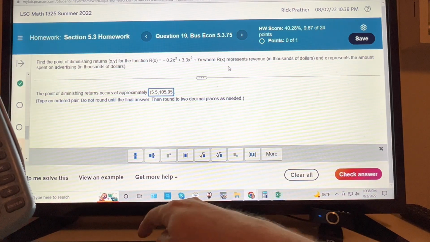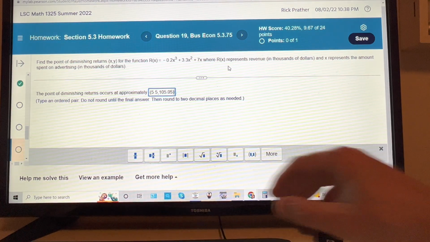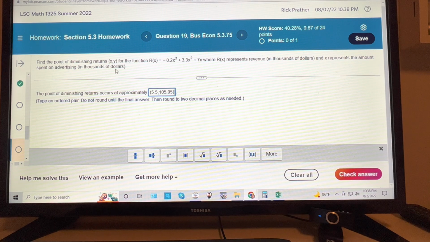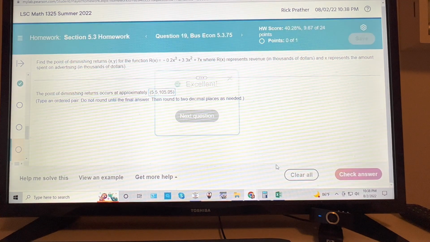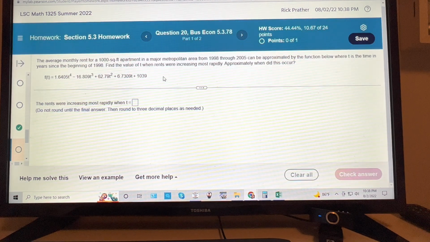So if they spend $5.5 thousand, which is really $5,500, on advertising, their revenue will hit a maximum possibility of 105.05 thousand dollars. So in other words, that would be over $100,000. So then they know their ideal amount to spend on advertising. That'll maximize their profits. So that's one key concept in this section 5.3, that point of diminishing returns.